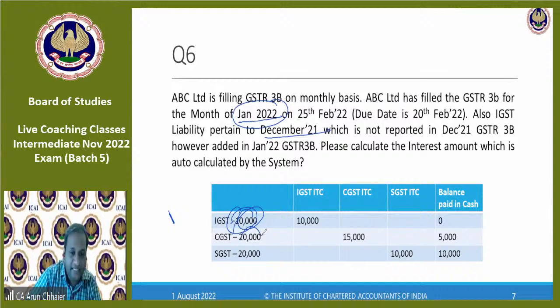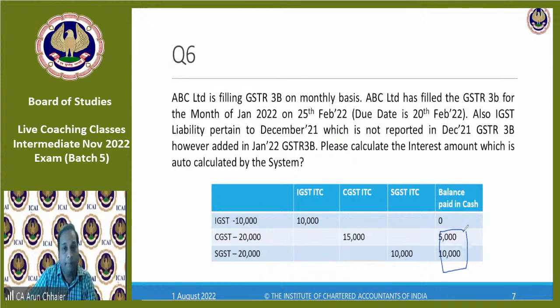Now CGST and SGST, because it is pertaining to the same tax period, interest would be on net tax liability paid in cash, multiplied by 5 days only.